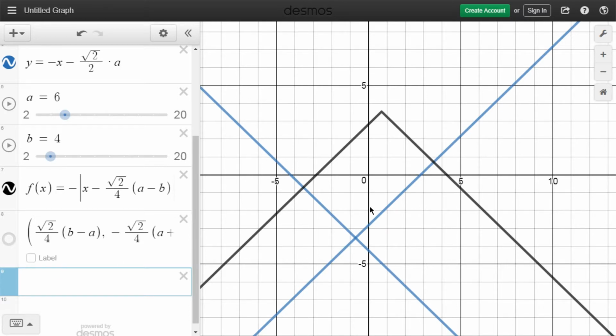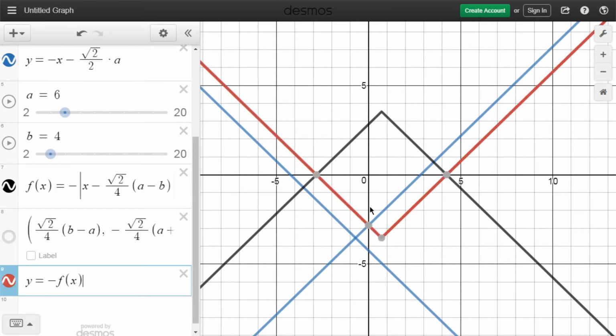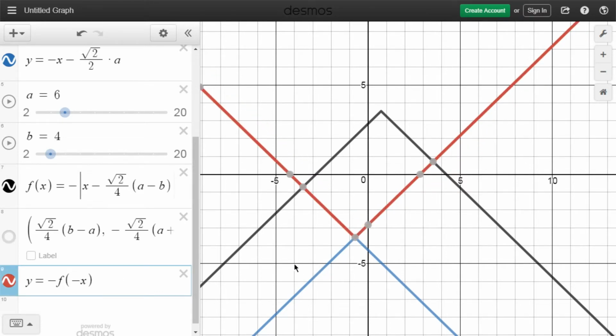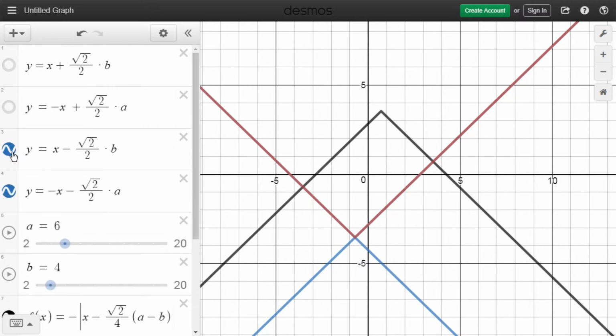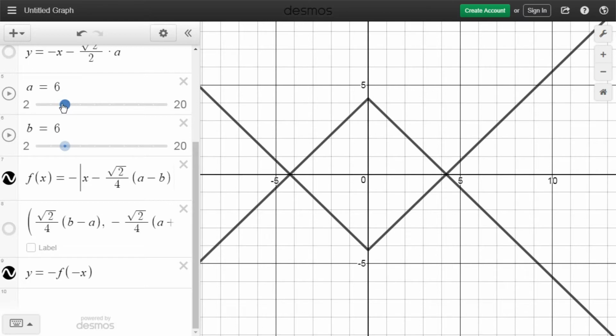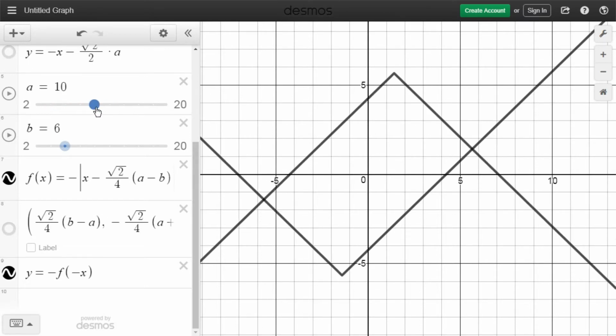Well, how do we reflect it in the x-axis? We would say y equals negative f at x. That's reflecting it in the x-axis, so we're just flipping it upside down. But I also want to reflect it in the y-axis, f at negative x. And there we go. It's overlapping these other ones down here. Let's get rid of those. And now we basically just have upper bound and lower bound. And that's it. So we can change our values and it's going to switch these up.